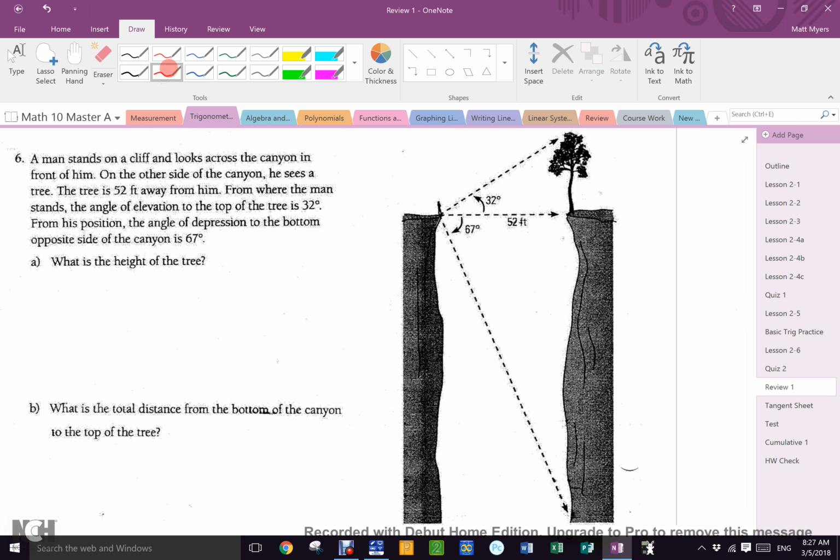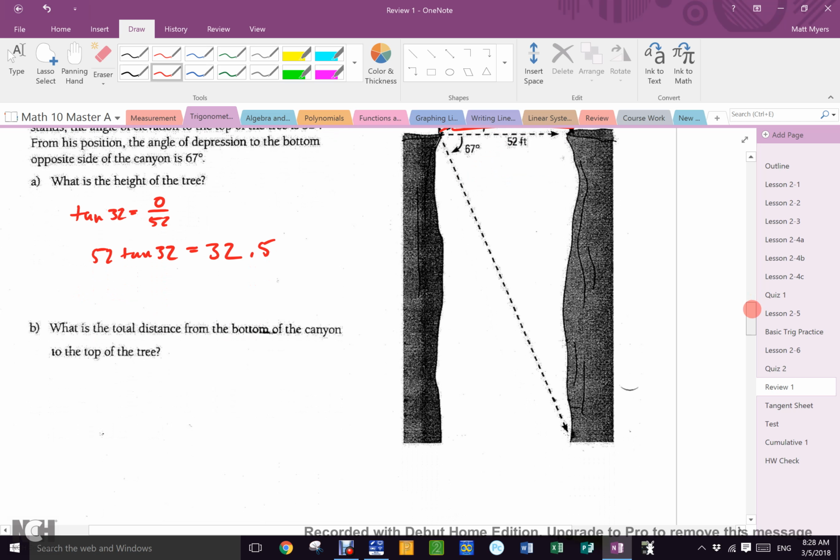All right, height of the tree is the red triangle. You already had two pieces of information, so it's real easy. It is tan 32 is O over 52, so 52 tan 32. I have no idea what the right answer is. I think it's 11 something. No, 20 something, I don't remember. That's 32. So 32 point, what'd you say? 49, so 32.5, 32.49, whatever you need.